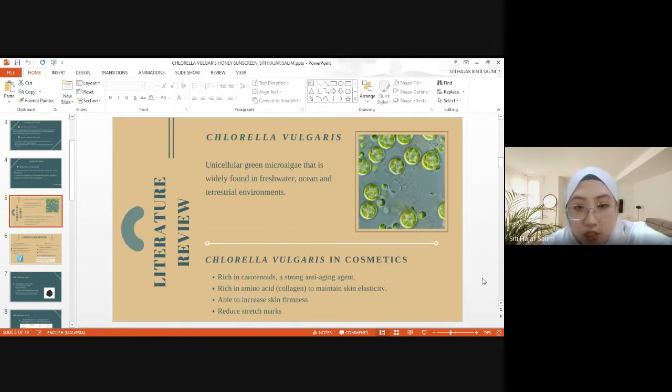Okay, so to continue, for the past few years, Chlorella vulgaris has become very famous in the cosmetic world. It is because C. vulgaris is very rich in carotenoids, which is a strong anti-aging agent, and also rich in amino acids, which are an important element of collagen to maintain skin elasticity. C. vulgaris is also able to increase skin firmness. Thus, it can reduce stretch marks due to pregnancy or sudden weight gain or loss.